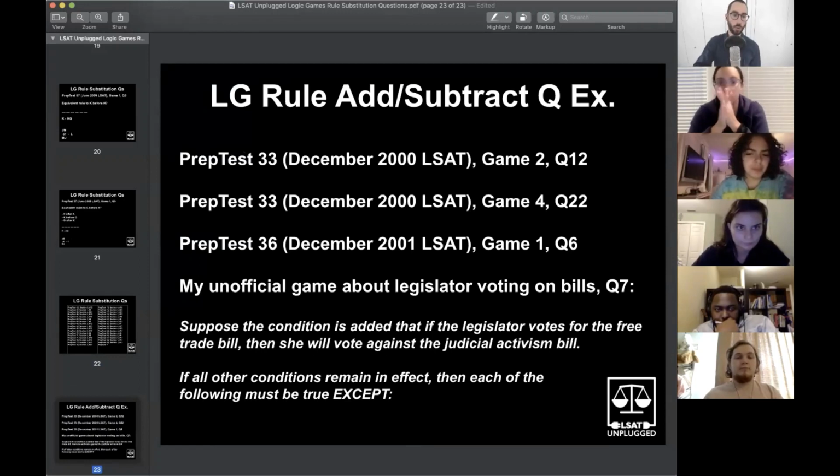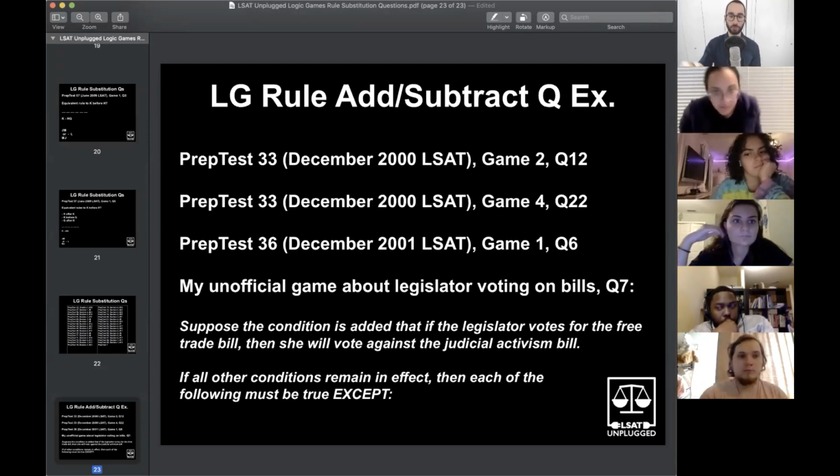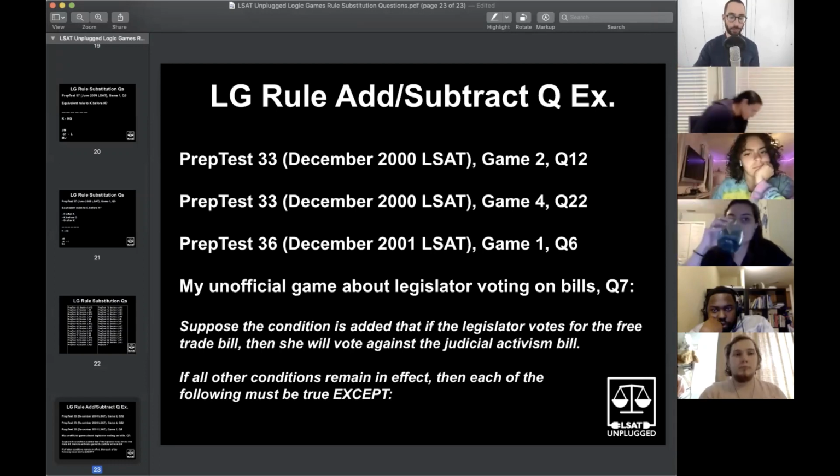But these are a couple of them. So 33 game 2 is that famous birds in the forest game. The last question of that game is a rule addition question. 33 game 4 isn't really that interesting, but it's about two sides of a street with houses, I think. And then 36 game 1 is the fruit stand game. Also a grouping in-out game with conditional chains like the birds in the forest game. So game 2, birds in the forest, is rule addition. 33 game 4 is also rule addition, and 36 game 1 is rule subtraction.